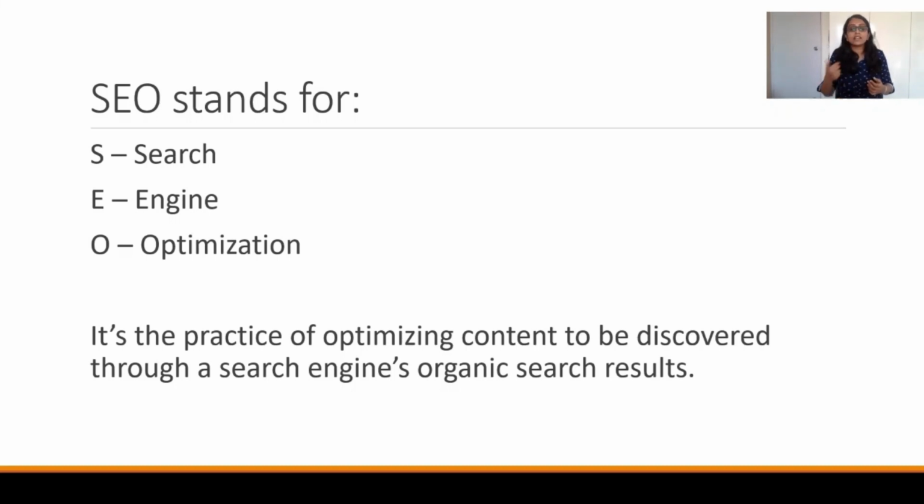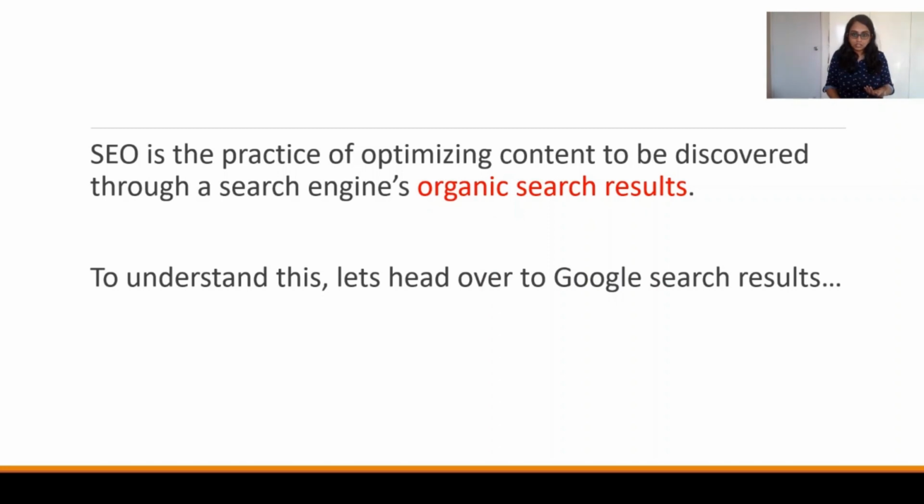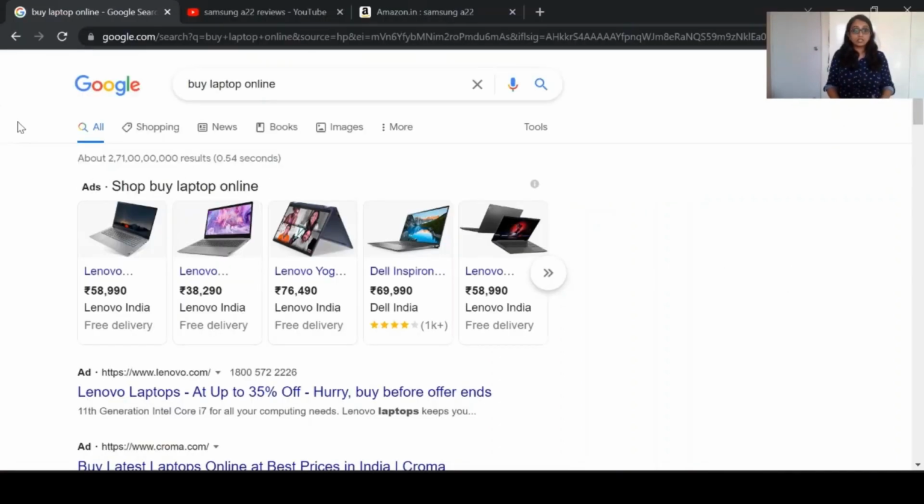Search engines' organic search results. Now to understand what organic search results are, we'll need to head over to Google's search engine and see what part is exactly called the organic search results. Now this is the Google search engine. So we have put the text buy laptop online. Whatever text we put over here in the search bar, the text you put is called a search term or search query. So the search query that we have put over here is buy laptop online.